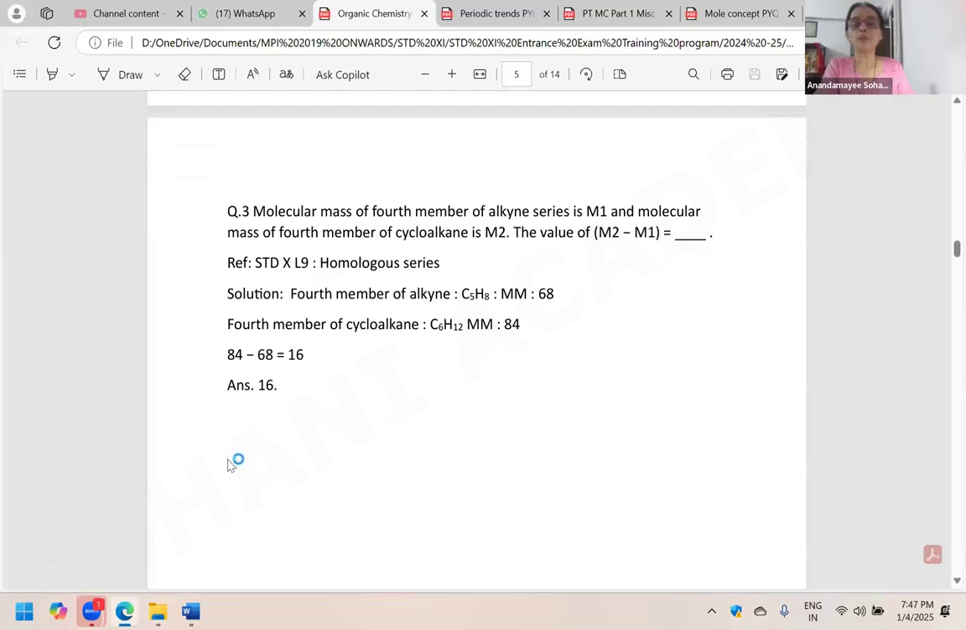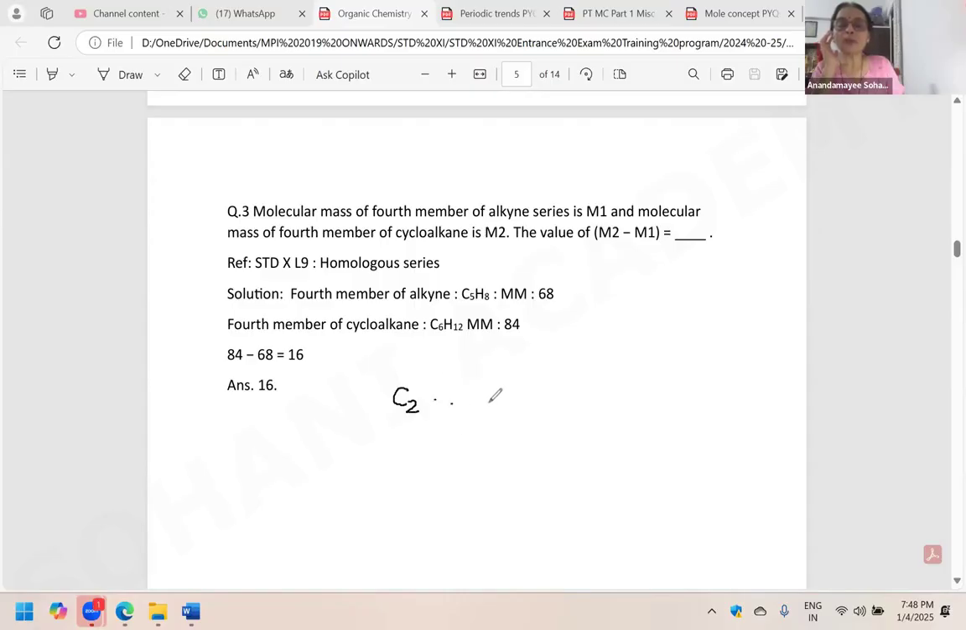Molecular mass of the fourth member of the alkyne series is M1, and molecular mass of the fourth member of cycloalkene is M2. Now, this is a tricky question. Fourth homologue of alkyne: which can be the first alkyne? First possible alkyne? C2H2. Can I have an alkyne with 1 carbon? No, ma'am. So the first alkyne has 2 carbons.